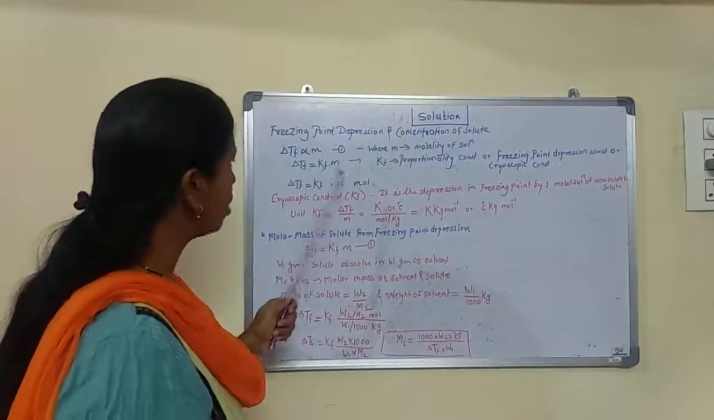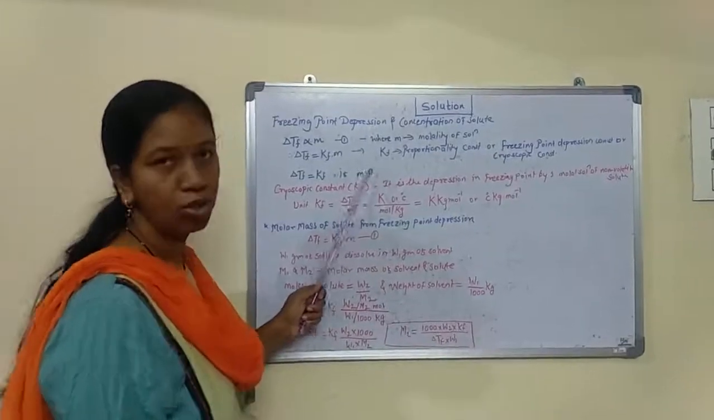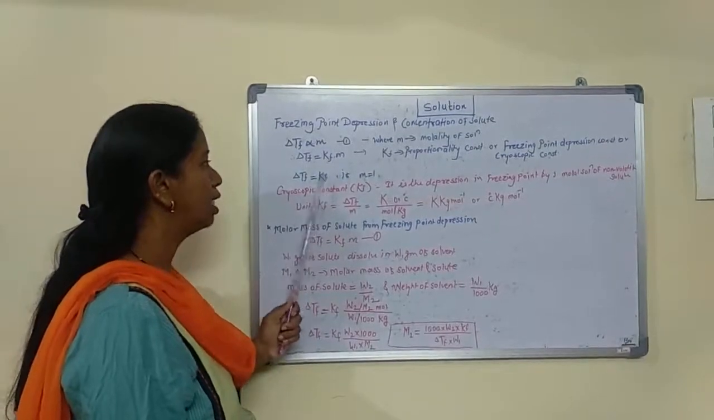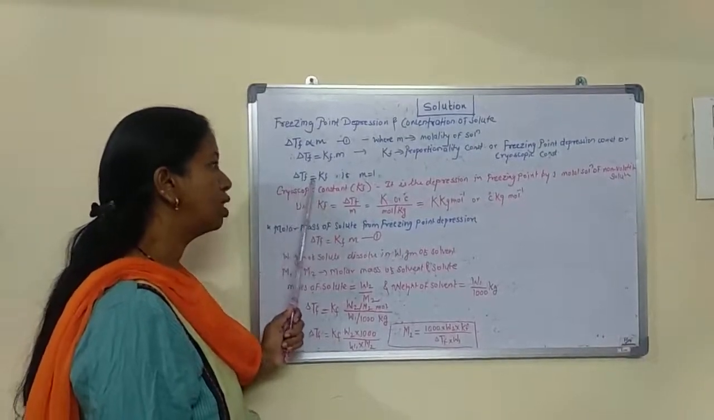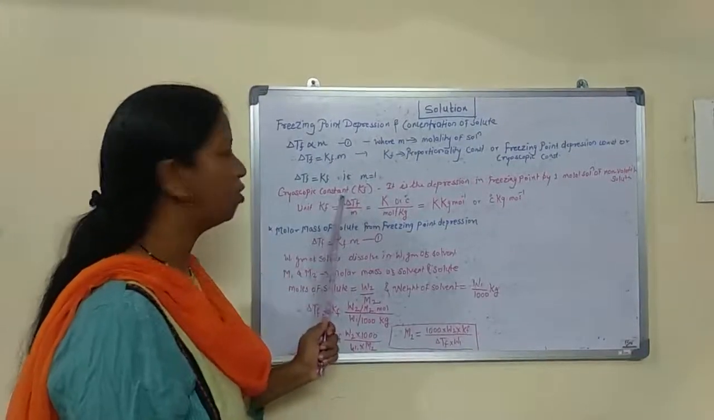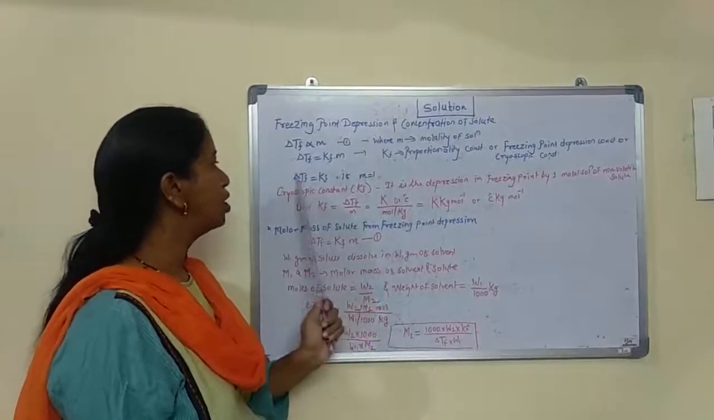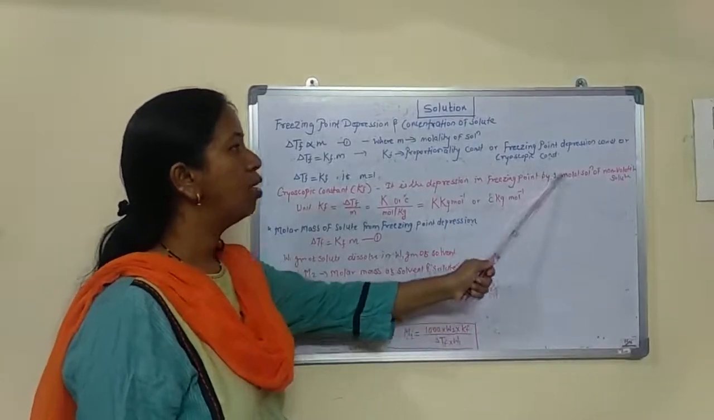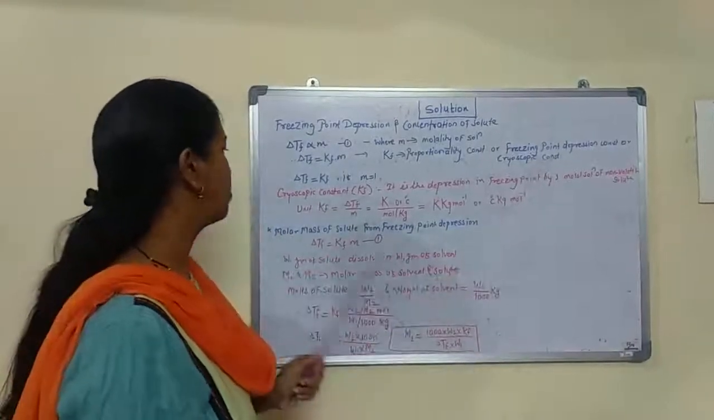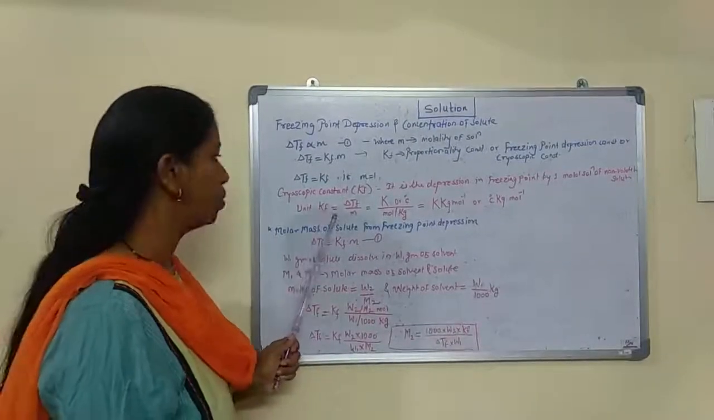Now, if we consider the molarity equal to 1, that is, a 1 molar solution, then delta TF equals KF. That is, the depression in freezing point is equal to the cryoscopic constant KF. So here is the definition of the cryoscopic constant: it is the depression in freezing point by a 1 molar solution of a non-volatile solute. So here KF is the cryoscopic constant.